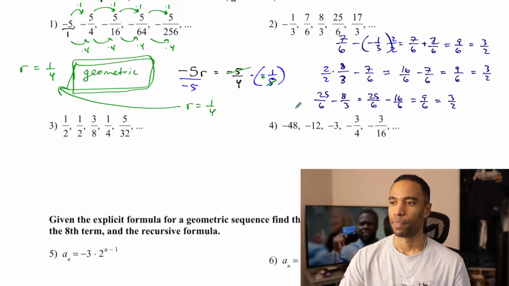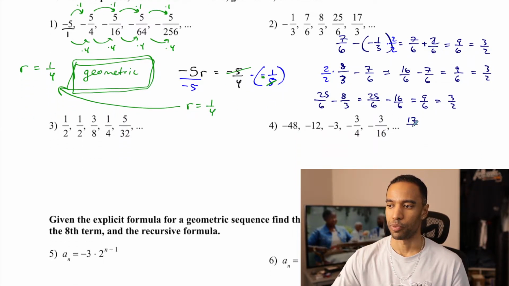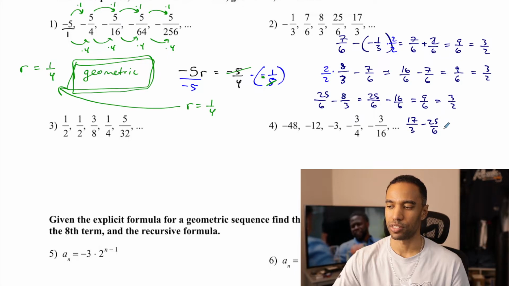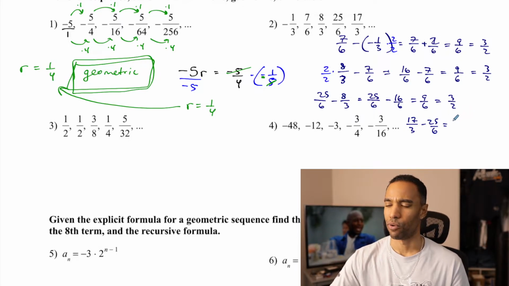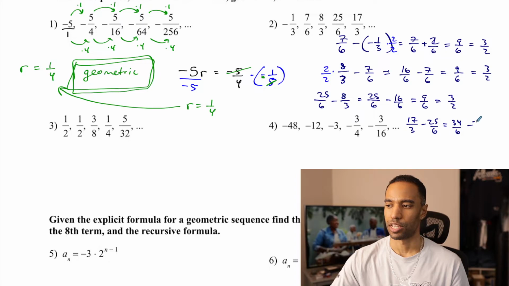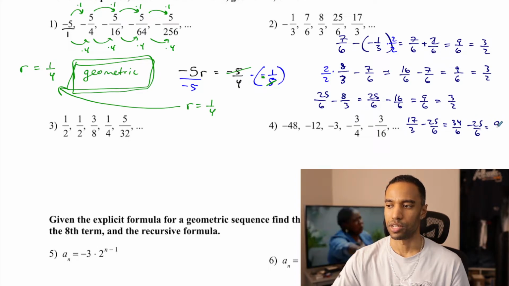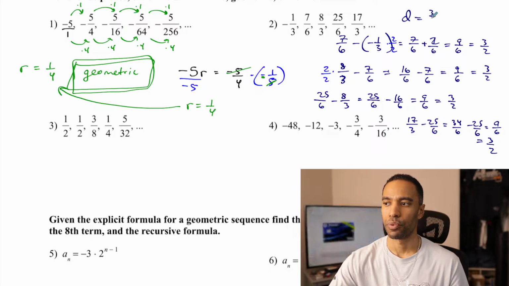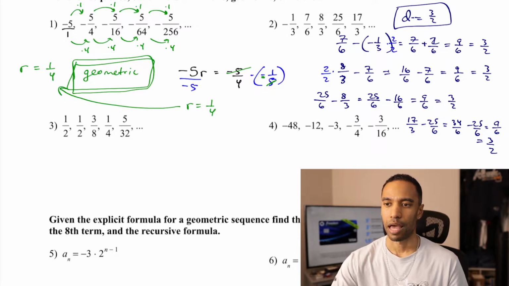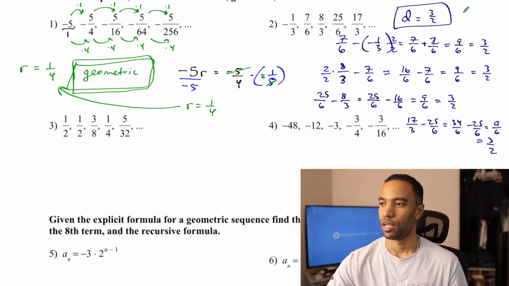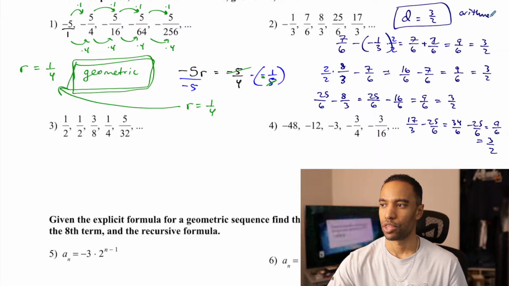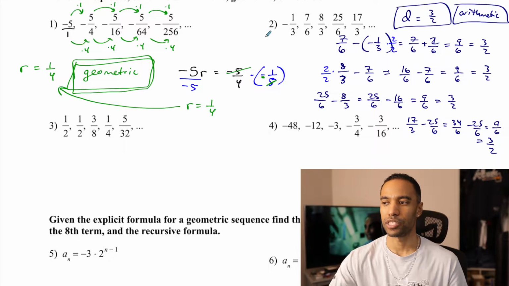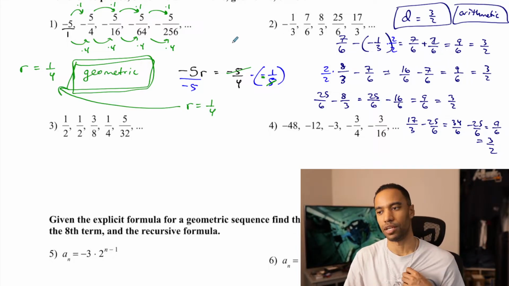Last one, 17/3. Sorry about the room. 17/3 minus 25/6. 17 is 34, so 34/6 minus 25/6 is 9/6, which is 3/2. So yes, we have a common difference of 3/2. That makes this an arithmetic sequence. So it is an arithmetic sequence, and that is the only certainty to do with this.